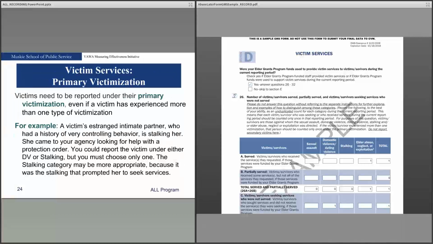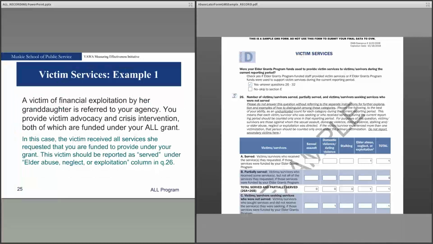Victims need to be reported under their primary victimization in question 26, even if a victim has experienced more than one type of victimization. For example, a victim's estranged intimate partner, who had a history of very controlling behavior, is stalking her. She came to your agency looking for help with a protection order. You could report the victim under either domestic violence or stalking, but you must choose only one for question 26. The stalking category may be more appropriate because it was the stalking that prompted her to seek services.